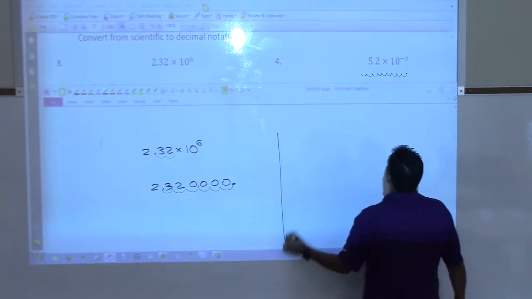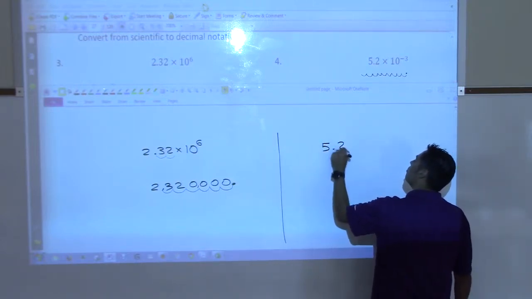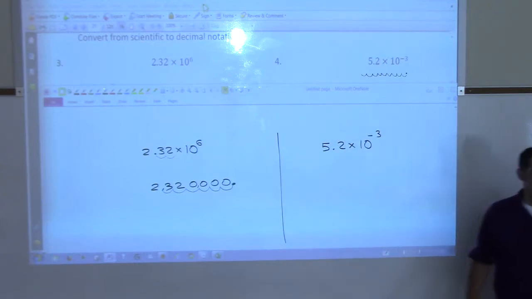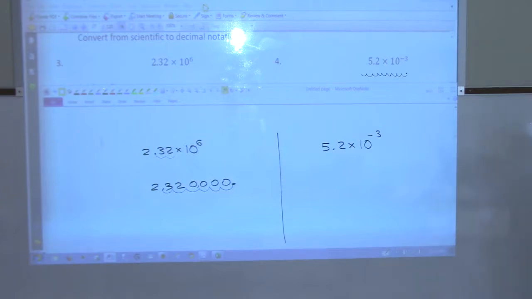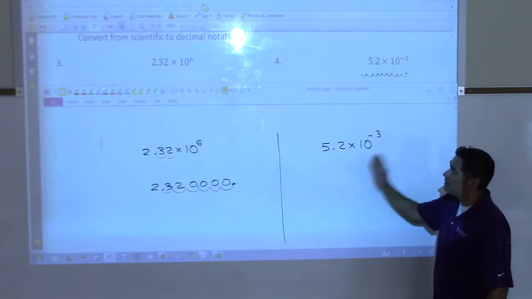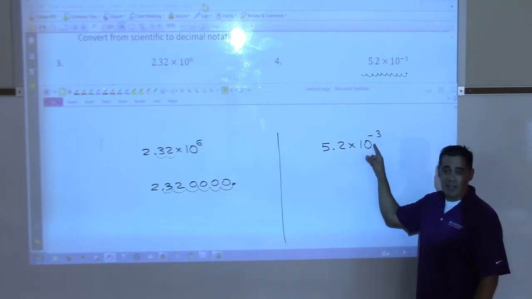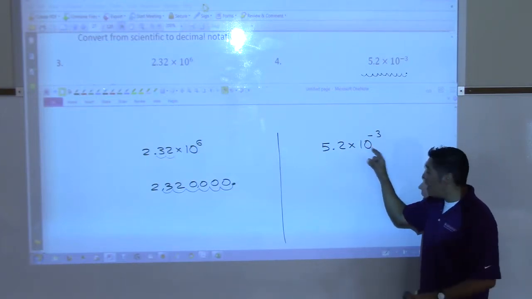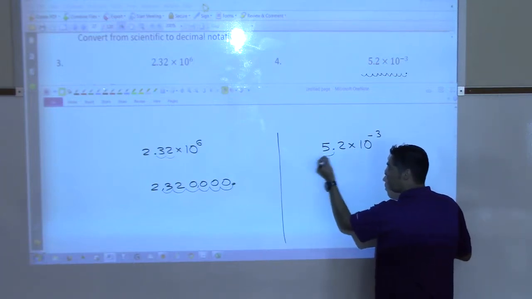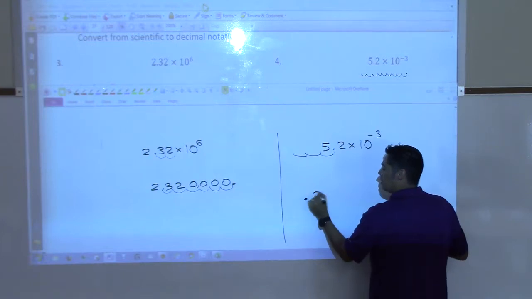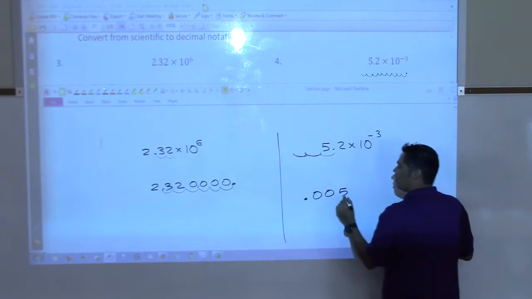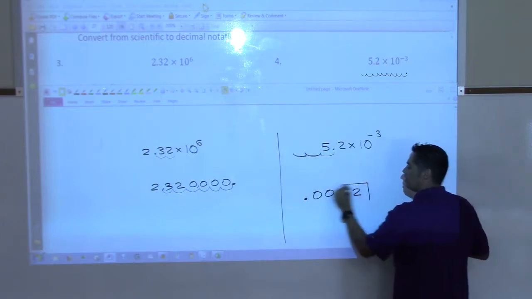Okay, what about this next number? 5.2 times 10 to the negative 3. To convert that to a number without scientific notation, this time I move the decimal which way? To the left, because it's negative, and that's because you're dividing by 10 each time. And if you divide, numbers get smaller. So the decimal point goes this way. So I go 1, 2, 3. I put zeros in the places where it jumps from one to another, and then 5, 2, and that's it.